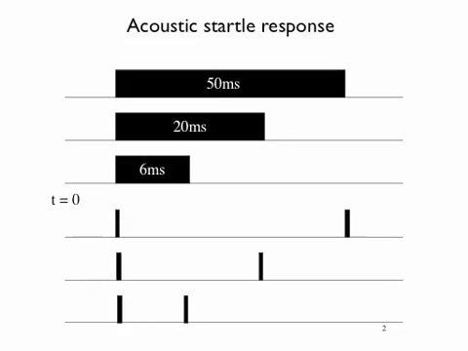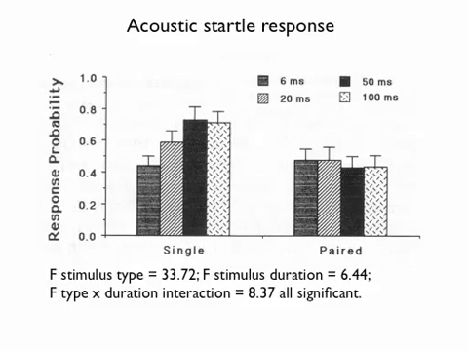So the question we're asking is, is the middle part of the stimulus really important at all? And what we measured was, out of 100 times we present these different stimuli, what's the likelihood that you're going to blink? How many times do you blink out of 100? So it's percent. It's response probability on a scale of 0 to 1.